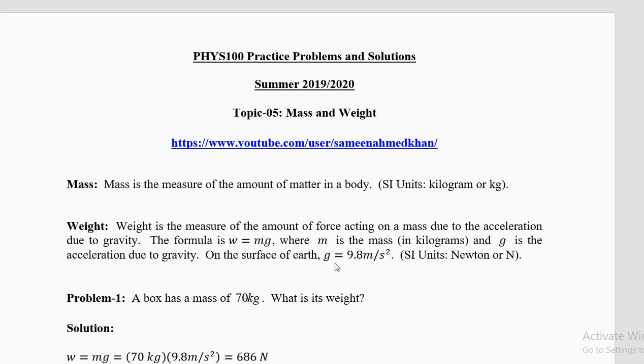On the surface of earth, let's remember that g equal to 9.8 meters per second square, and the SI unit for force is Newton or N. Now weight is a force. It's a vector quantity. The formula is mass into acceleration due to gravity. Mass into acceleration is force, and the direction is down towards the earth. So we know the direction, so we don't always have to talk about it. It's understood that the direction is towards the earth.